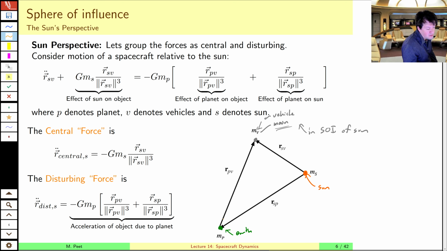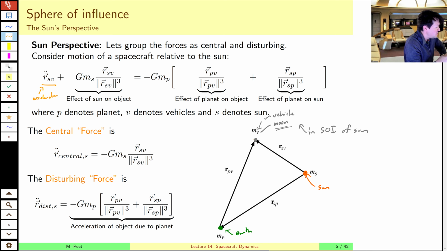Because this particular vehicle happens to be closer to the sun here than the Earth, we're going to start by analyzing the ellipse, or the Keplerian motion of the vehicle with respect to the sun. So vehicle with respect to the sun. That's this, basically. That's the acceleration.